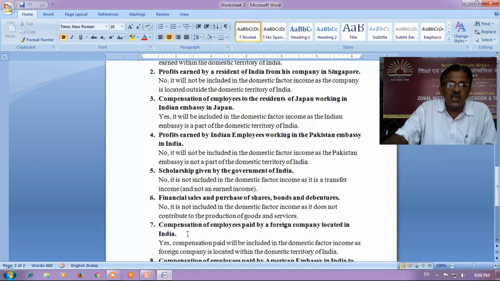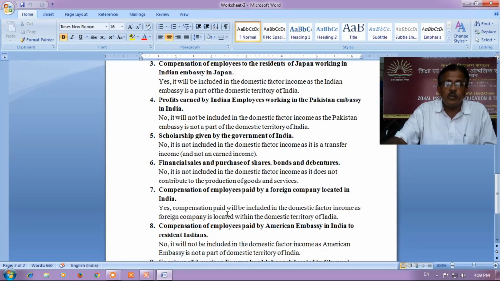Then financial sales and purchase of shares, bonds and debentures. No, it is not included in the domestic factor income as it does not contribute to the production of goods and services. Compensation of employees paid by a foreign company located in India. Yes, compensation paid will be included in the domestic factor income as the foreign company is located within the domestic territory of India.